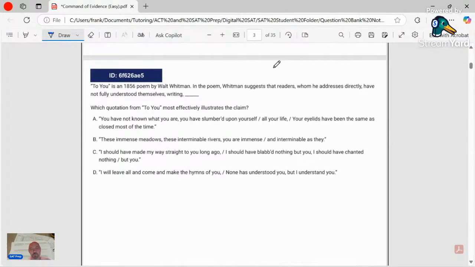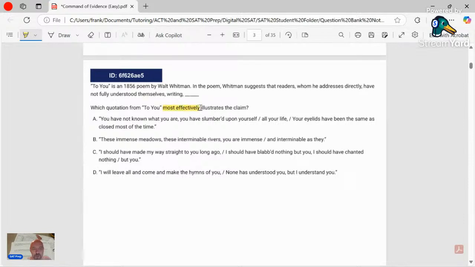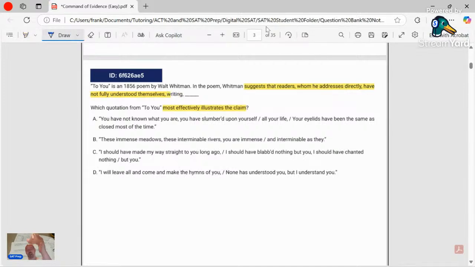Next one, which quotation from "To You" most effectively illustrates the claim? So this is another command of evidence, not a table, but I can still find information in things. So step one, find what I want to most effectively illustrate: the claim. Now I've got to find the claim. "To You" is an 1865 poem by Walt Whitman. In the poem, Whitman suggests that readers whom he addresses directly have not fully understood themselves. Okay, so he's got to address them directly and say to them, you don't understand yourselves. So I'm looking for answer choices that do that, or eliminating the ones that don't.